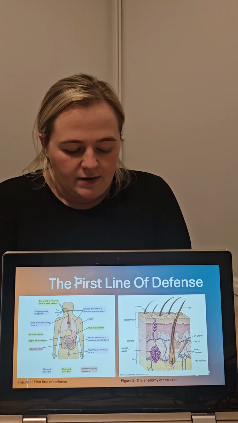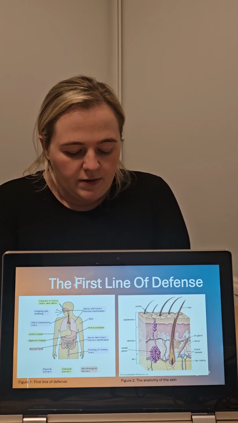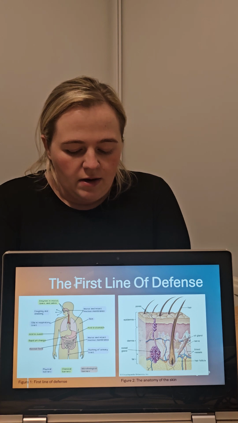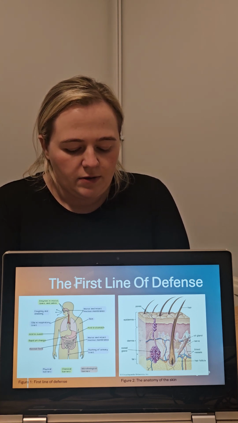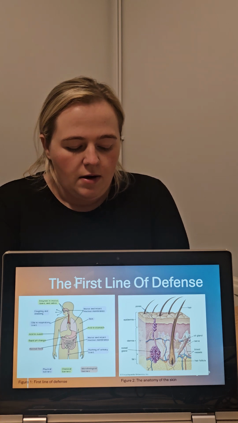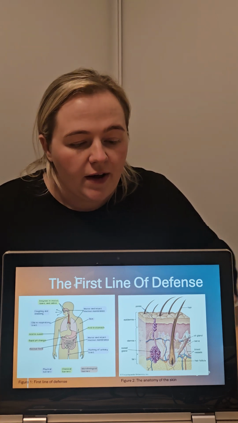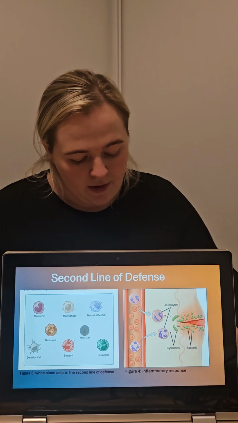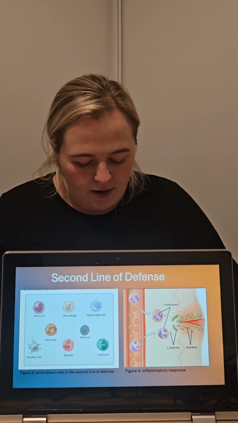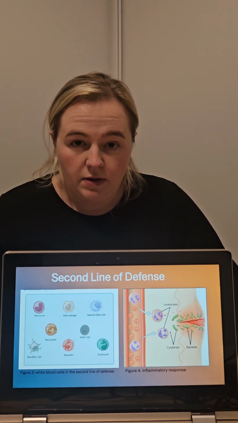The skin acts as a barrier when unbroken. The skin is made up of different layers which stop the pathogens from entering. It's waterproof and protects us from chemicals and toxins. We are born with our first line of defence. Our second line of defence is the way the body reacts to the pathogen within the body.